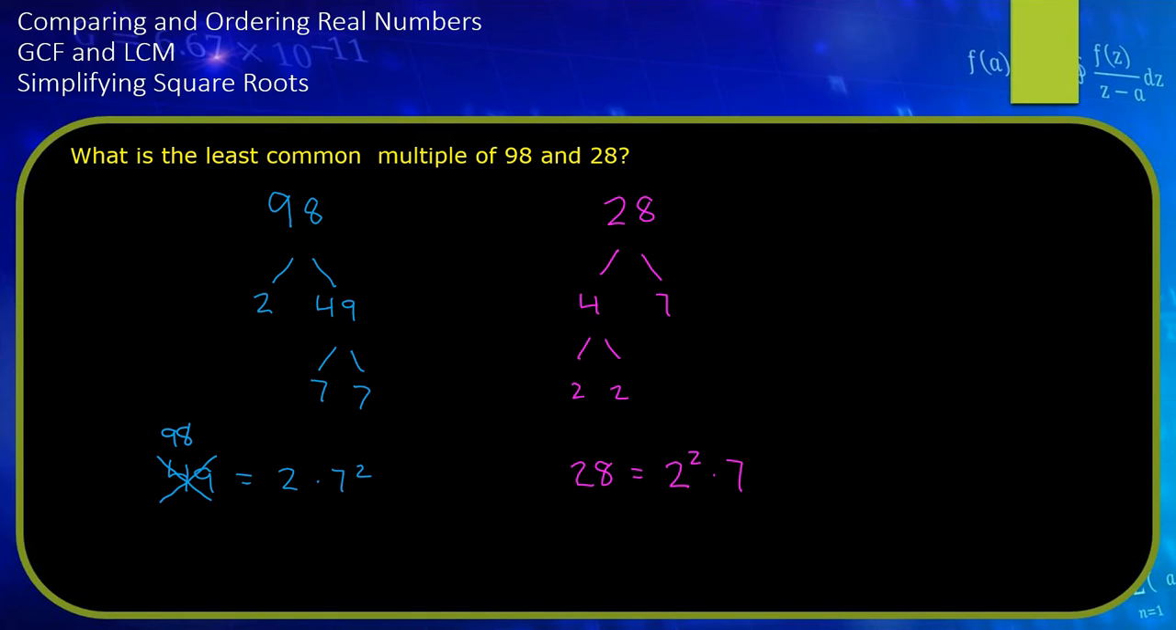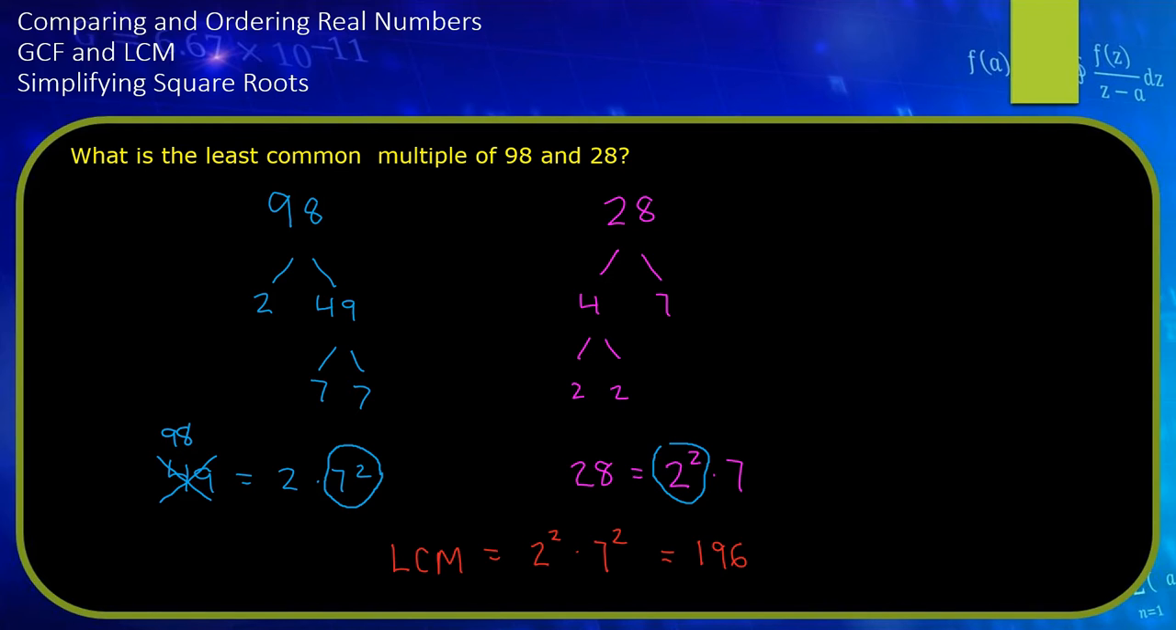So when I look for the least common multiple, they both have 2's as part of their multiplication, but 28 has a higher power of 2. So that's going to be part of the least common multiple. They both have 7's in them, but this one has a higher power of 7, so that's going to be part of the least common multiple. So the least common multiple is going to be 2 squared times 7 squared, which is basically 4 times 49, which is 196.